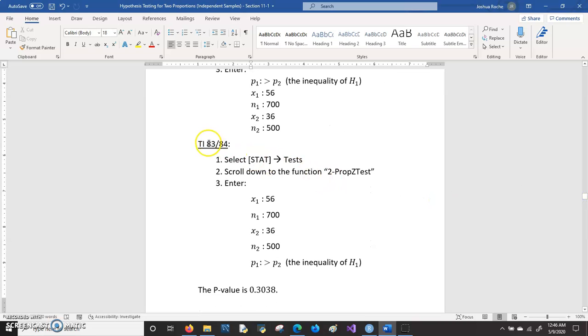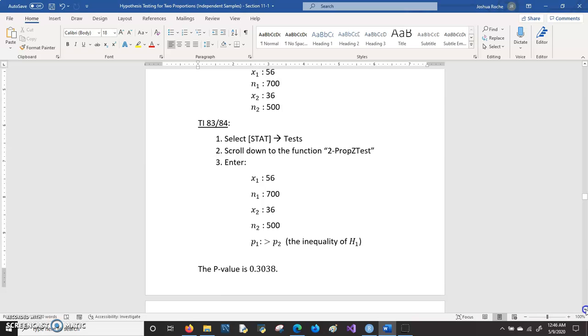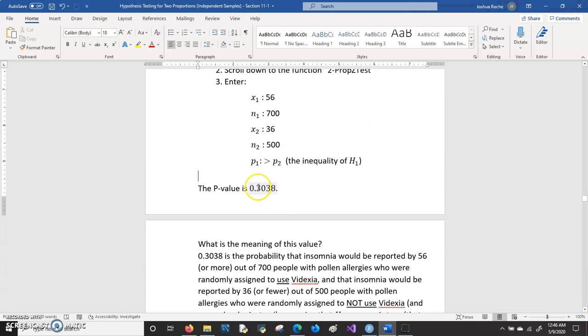Kind of similar for the TI 83 and 84. You'll go to Stat, scroll over to Tests, scroll down to the function called 2PropZ test, enter in the x1, n1, x2, n2, put in the direction of the inequality for the alternative hypothesis, and then you'll get the p-value. So when you do that, you get a p-value of 0.3038.